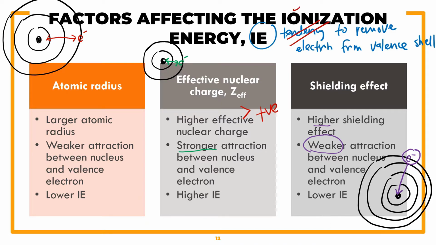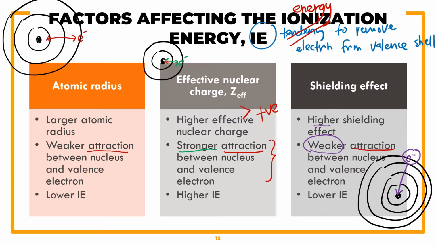From these three factors, we can conclude that the energy required to remove an electron from the valence shell, that is IE, is actually dependent on the strength of the attraction forces between nucleus and valence electron. So, the closer the distance between the valence electron and nucleus, the stronger the attraction between nucleus and valence electron. So, we can say that it is harder to remove this electron.